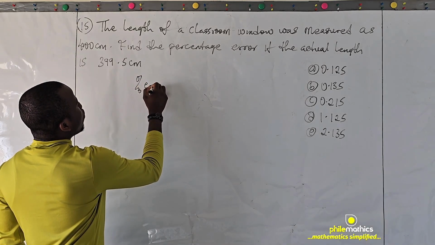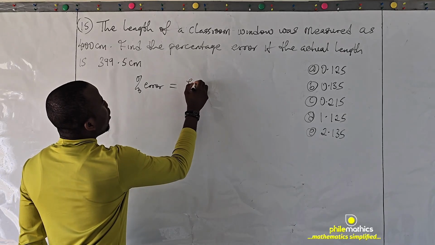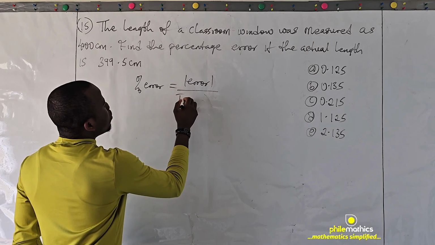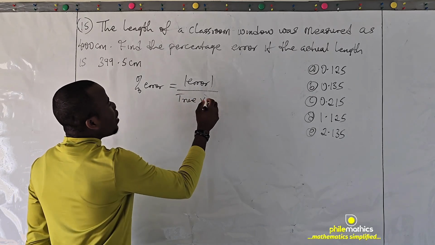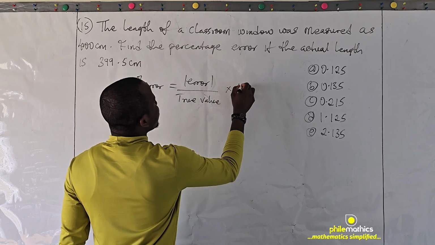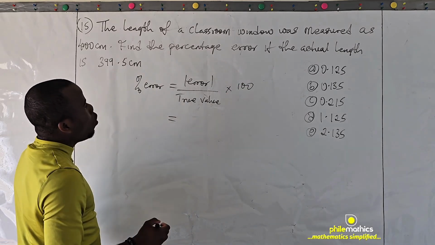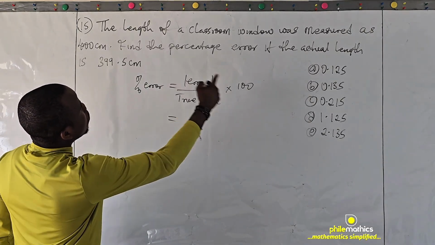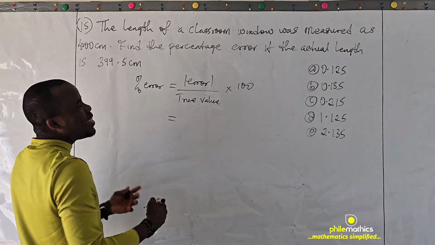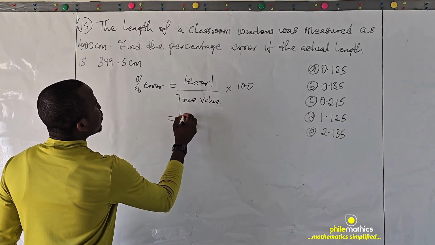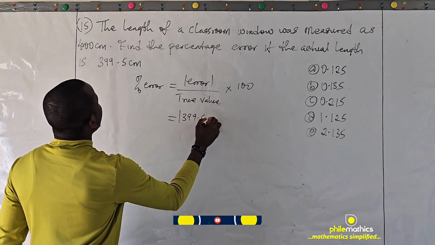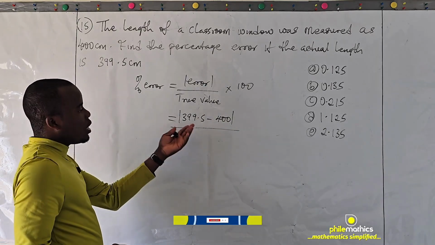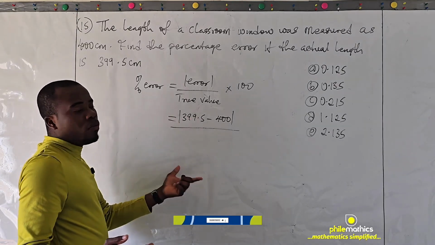Percentage error is simply the absolute value of the error over the true or actual value times 100. And so how we measure the error is the true minus the miscalculated value. So this is 399.5 minus 400. That's the essence of the absolute value. Or you could say 400 minus 399.5. So in that case, the absolute value will not be necessary.